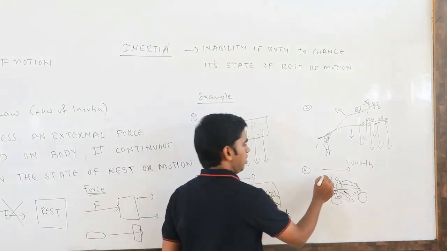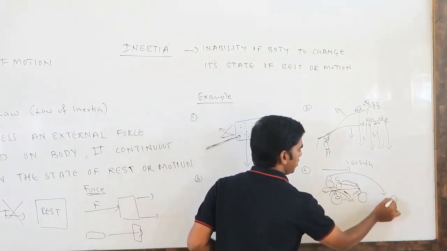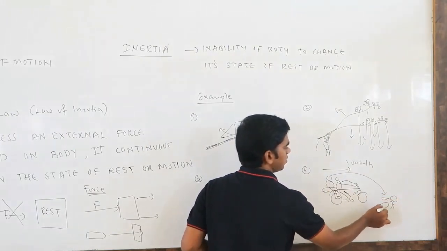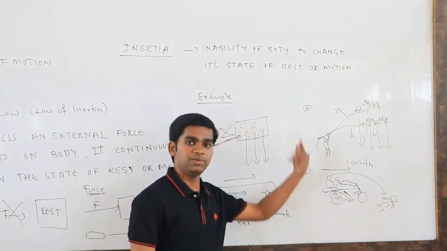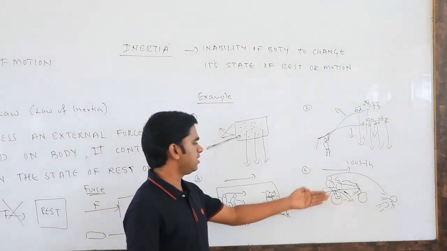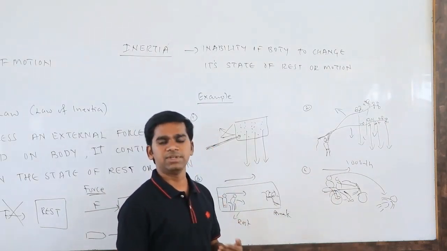So what will happen? Suddenly when he applies the brake, you will come and fall down here. Everything will get over at that moment because you are not wearing a helmet. But that is a different thing. Why are you falling forward? Because you want to stay in your state of motion.